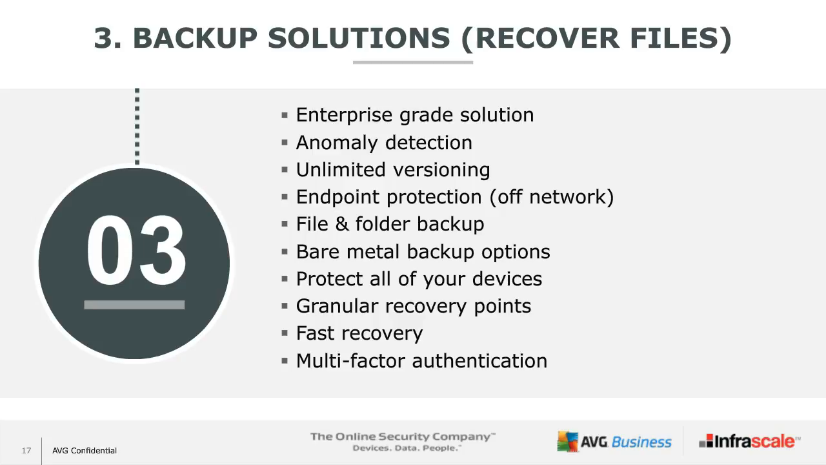Second thing is look for solutions that have anomaly detection built in. I'm going to talk about this later, but anomaly detection is this basic concept that the backup tool should warn you when weird things happen, right? So if all of a sudden heaps of files start changing and are being encrypted because of ransomware, your backup tool should be smart enough to detect that and tell you about it.